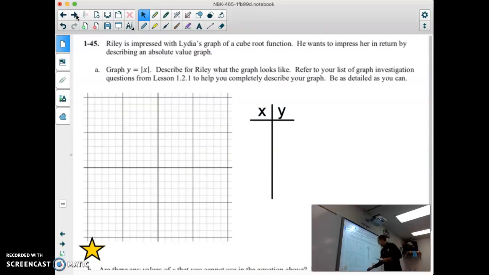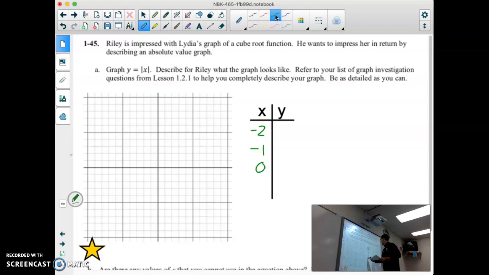Let's pick some values here so that we can put in our t-chart, and then we're going to graph this one as well. So let's go -2, -1, 0, 1, and 2. Hopefully you remember from class last week that anytime we put a number into an absolute value, we always get a positive number out, because it's the distance from 0 on a number line for whatever number we put in there. So for -2, we should get 2, -1, we'll get 1, 0, 1, and 2.